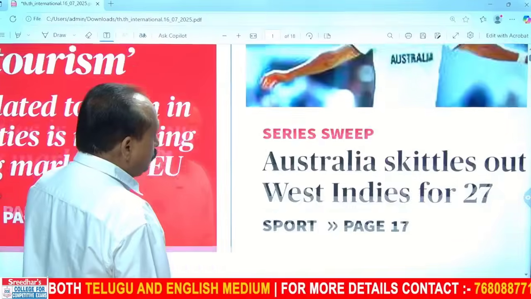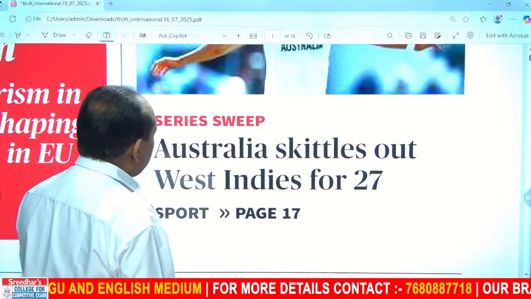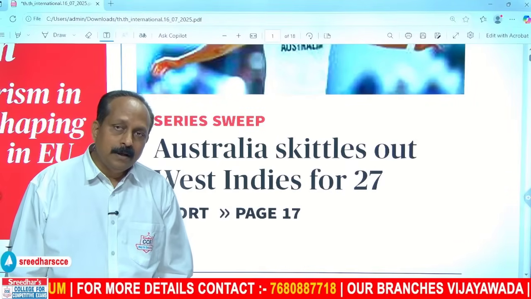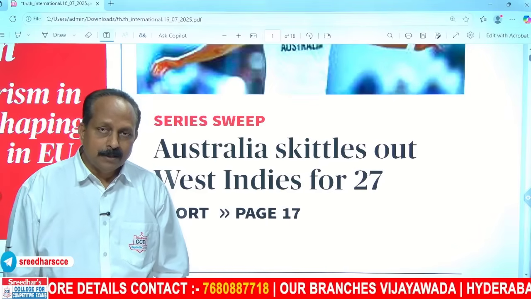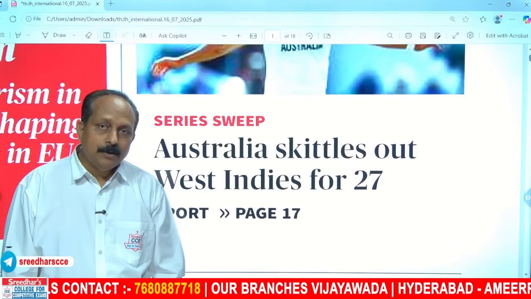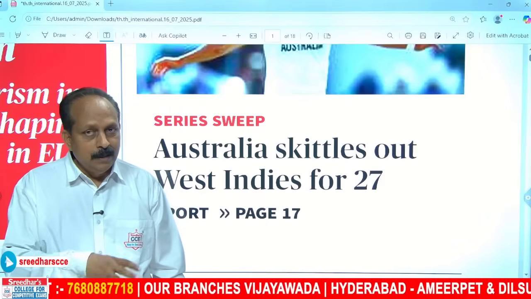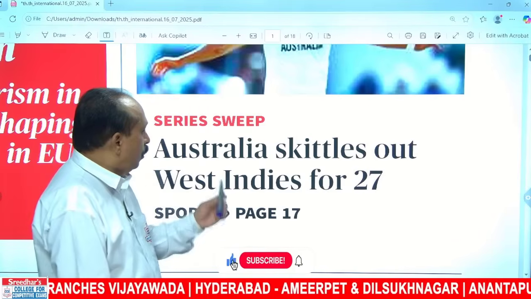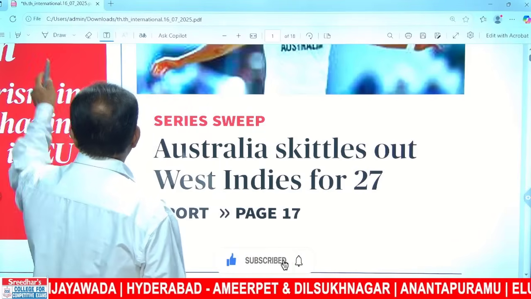It goes with sports, and here we have got a new word for the first time. It is about cricket. Cricket, right now, England versus India, India versus England test series. England is up by 2-1. But it is not about England versus India. It is about Australia versus West Indies. What does it say? Series sweep.